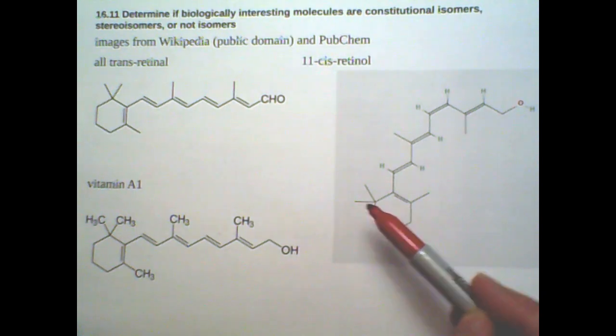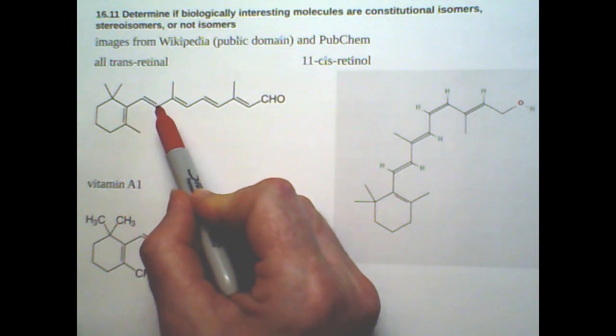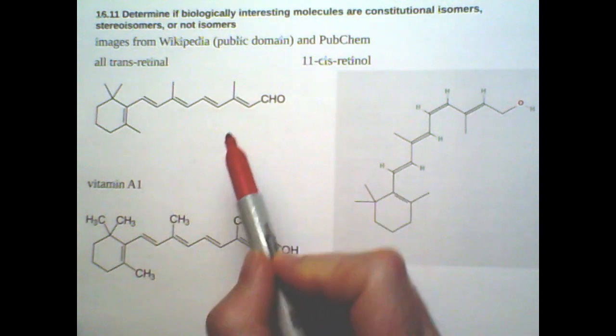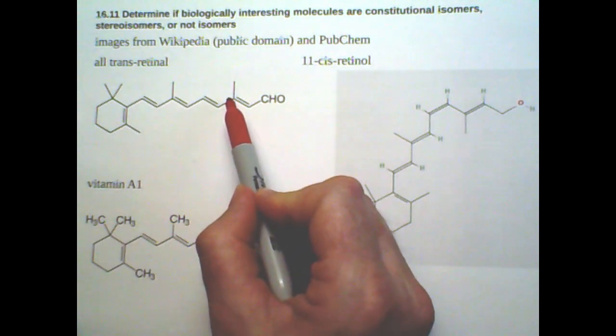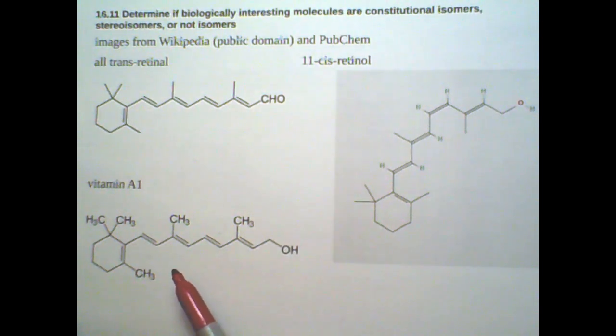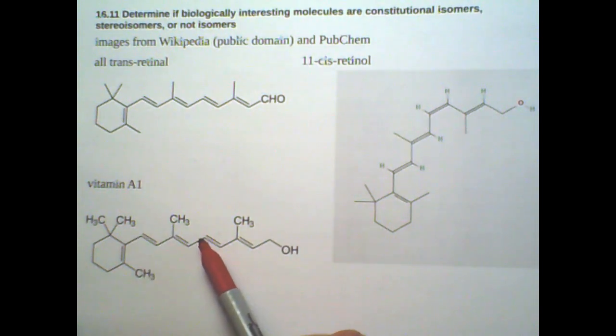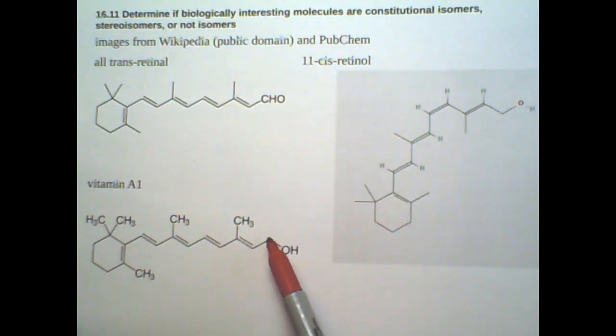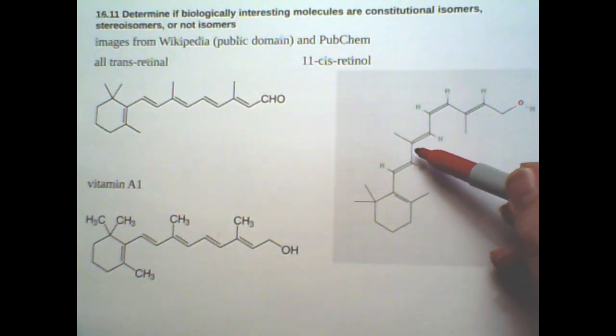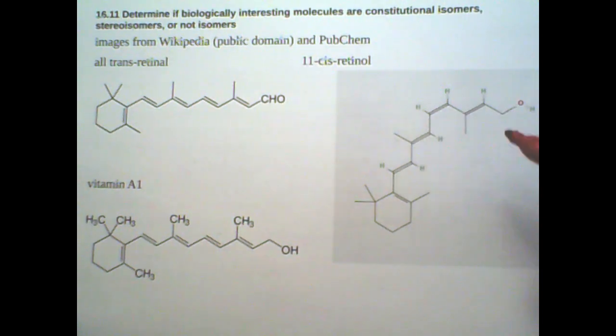Okay, off from that ring, we've got this carbon chain that's 1, 2, 3, 4, 5, 6, 7, 8, 9 carbons long. Well, it's the same here. 2, 4, 6, 8, 9 carbons long.